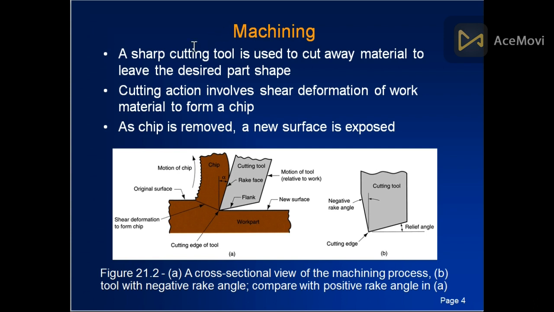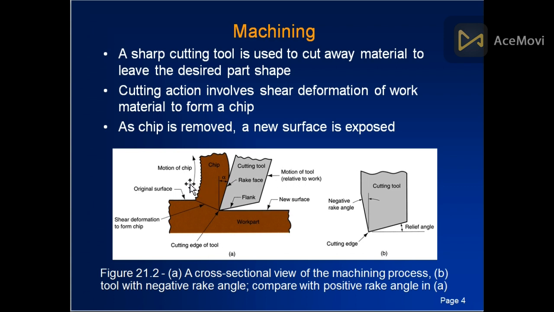Machining. In the machining process, a sharp cutting tool is used to cut the material and leave the desired shape. This is the initial, this is the final. Cutting action involves shear deformation of the work material to form a chip. As the chip is removed, a new surface is exposed. When the cutting tool moves in this way, the chip is removed and the desired surface comes into existence.